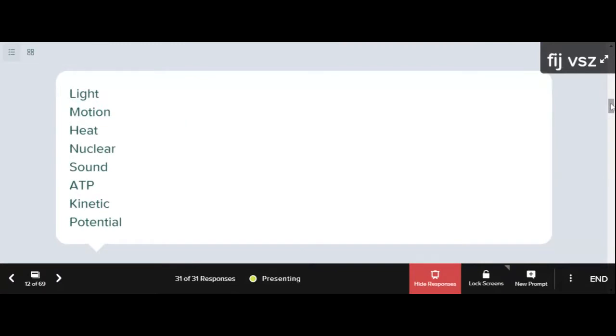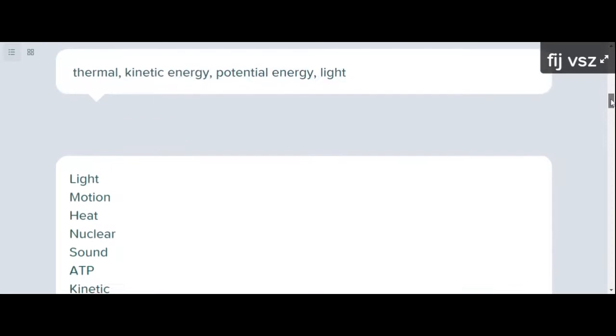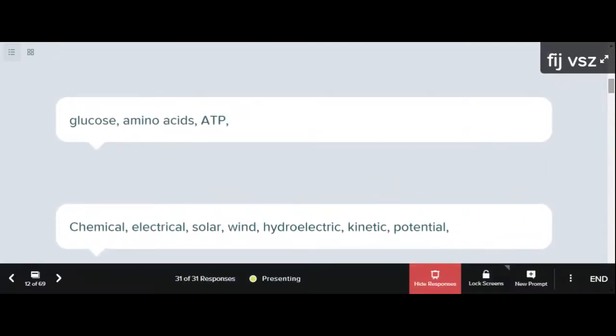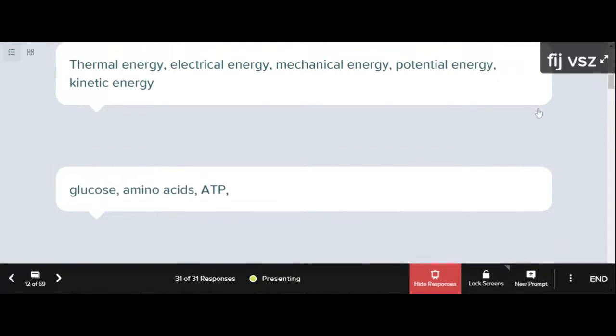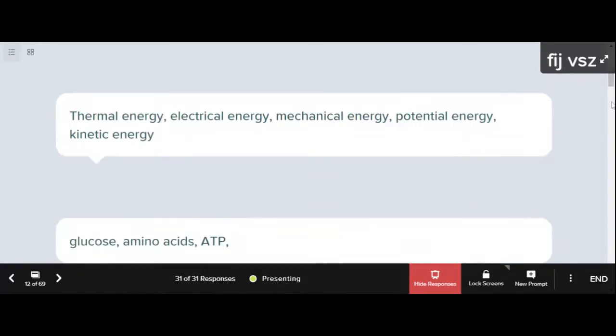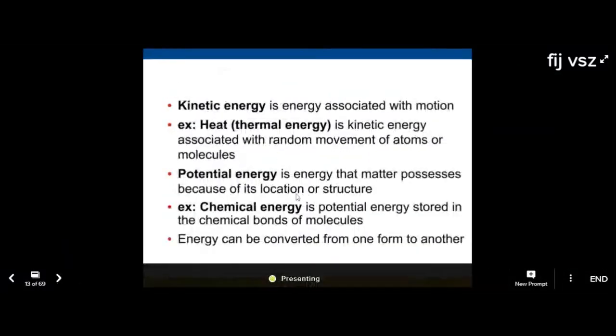ATP is a molecule that's involved with energy, but it's not a form of energy in itself. Okay, yeah, all right. Chemical is a form of energy, yes. And again, these are molecules here, which can store energy, but they are not forms of energy. So try not to confuse molecules with forms of energy, okay? All right, that's good. Let's keep going.